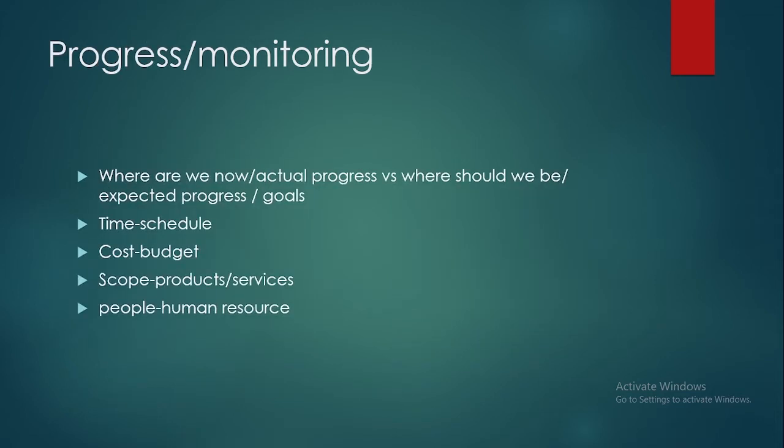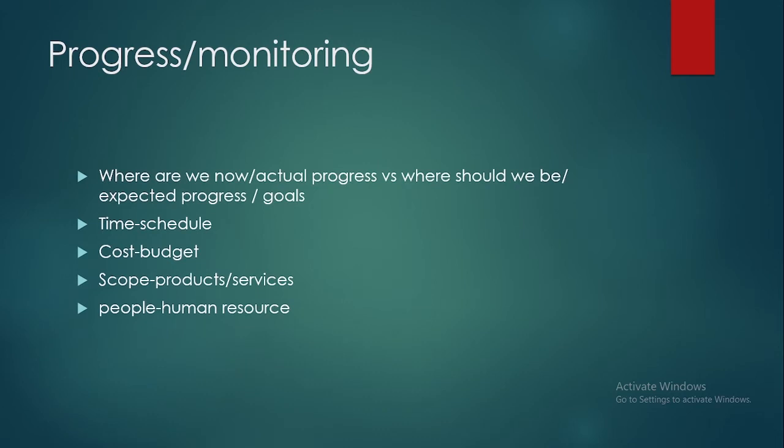And what is progress? When we are measuring progress or monitoring, we're actually measuring where we are now, which is the actual progress, vis-a-vis where we should be, which is the expected progress in regard to any project. If it's a building project, you're measuring if we are supposed to be at this stage, and whether we are at that certain stage. And in measuring progress, we look at the 5 components of project management.